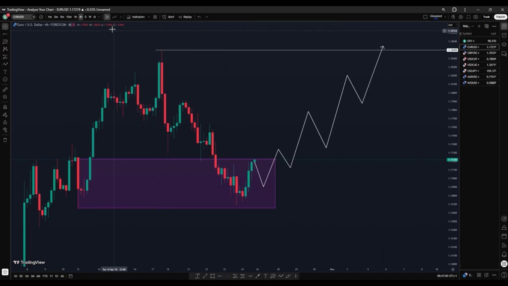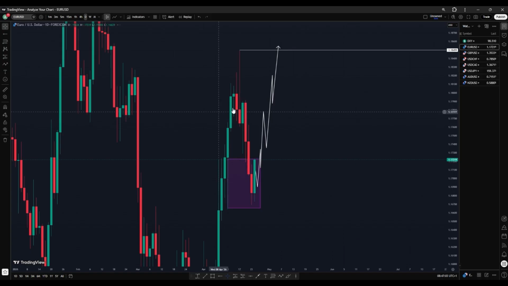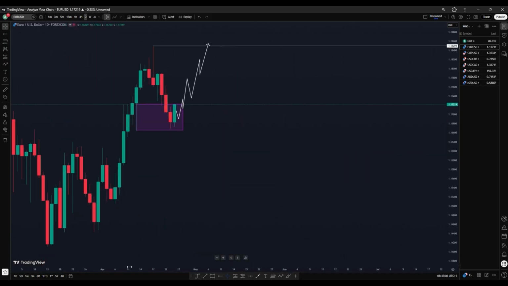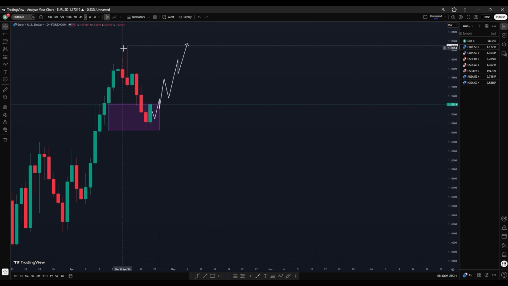This is the target. If you go to the daily time frame, you will see that this is clearly an old high. So you can see it clearly here. This is an old high.